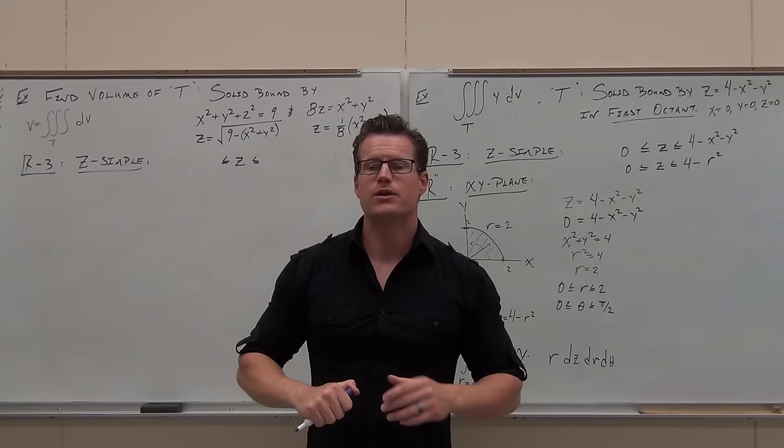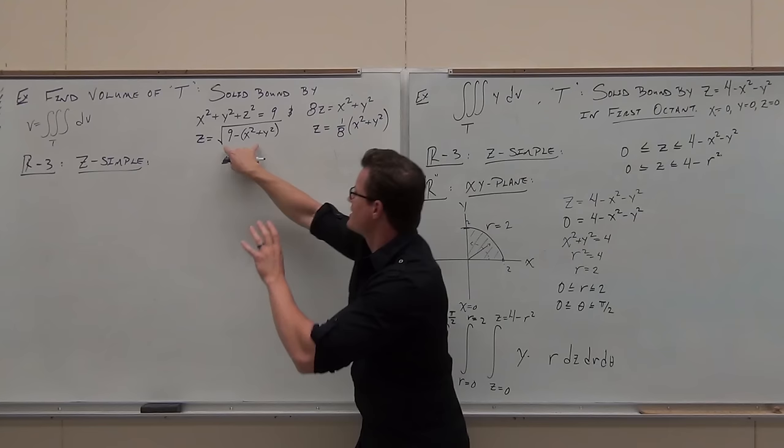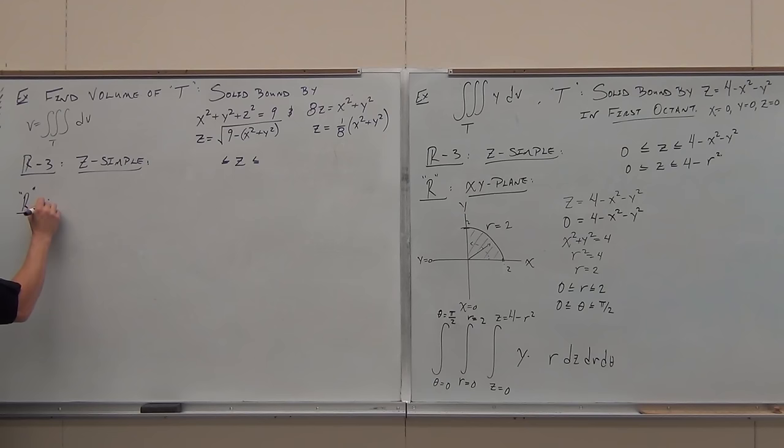So, number one thing, we're always doing z simple for cylindrical, no problem. z has got to be matched between two functions of z. These are those functions, but we don't know which one's biggest. Let's do the region first. Everybody, what plane is R going to be on?